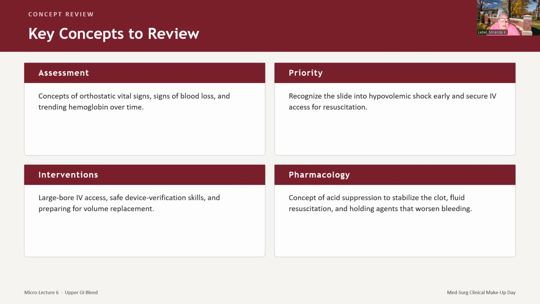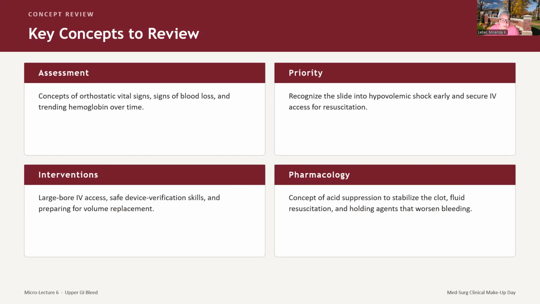So the concepts we're going to focus on are orthostatic vital signs. We're going to look for signs of blood loss. What does the patient look like? Is their skin pale? Are they cool? What is our hemoglobin over time? That will indicate a bleed.